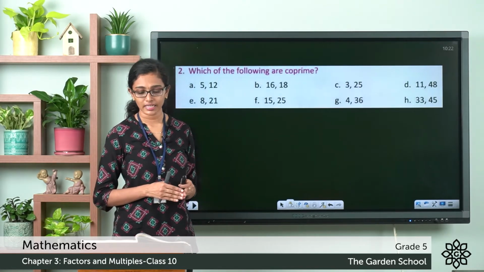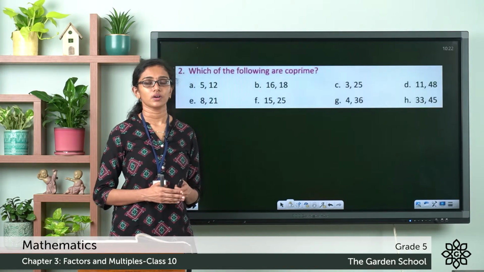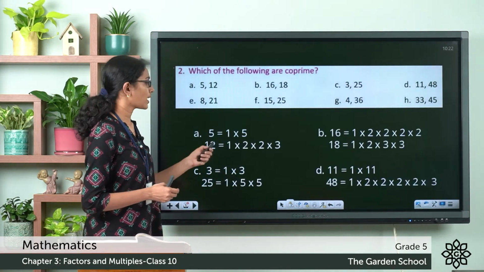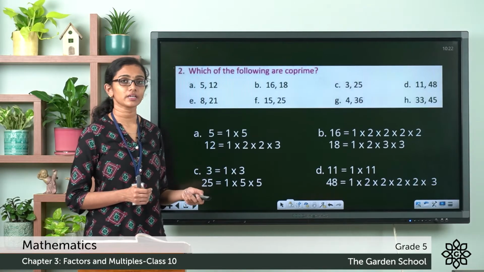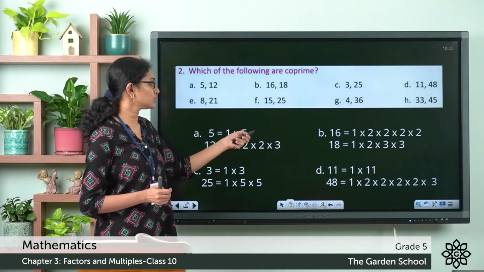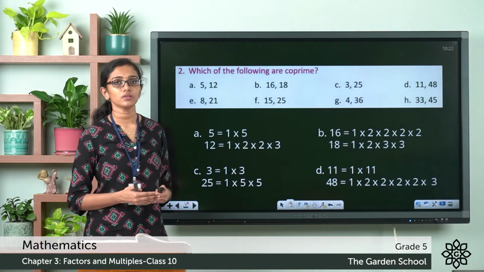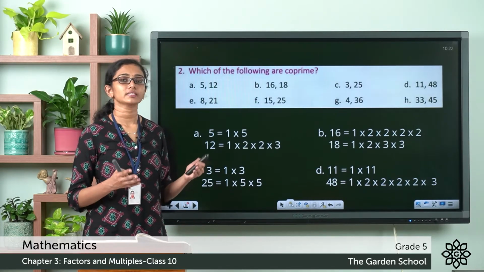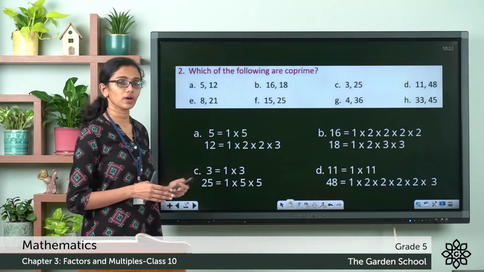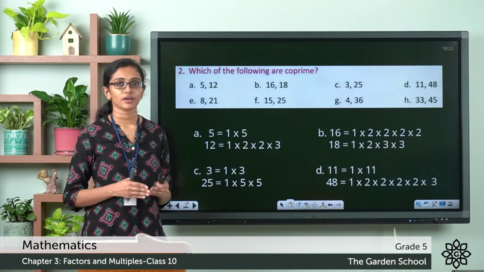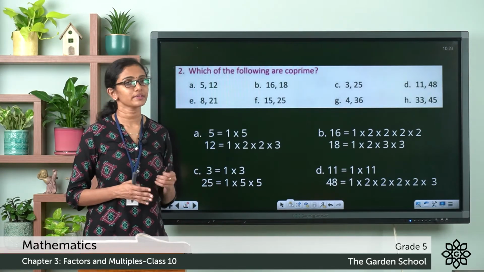So the first question here is 5 and 12. Which are the factors of 5? 1 and 5. Which are the factors of 12? 1, 2, 2, 3. So do you see any common factors between 5 and 12? Yes. The factor 1 is the only common factor for 5 and 12. So are they co-prime? Yes. 5 and 12 are co-prime numbers.